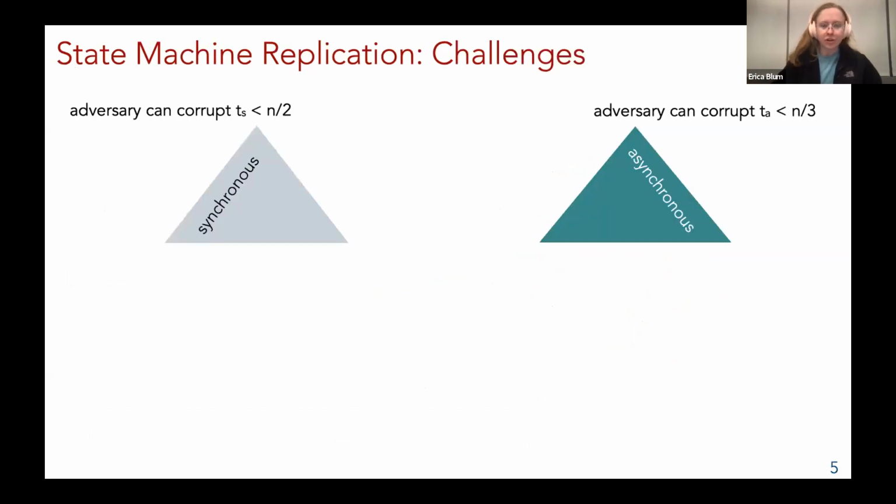So state machine replication protocols and consensus protocols as a whole have been studied in a wide variety of network synchrony models. And here on the slide, you'll see 2 extremes. On your left, we have the synchronous model, where we assume that each party has synchronized clocks and messages arrive after at most some fixed delay, usually denoted by the symbol delta. And under this model, assuming public key infrastructure, it's known that state machine replication is feasible if and only if there are fewer than n/2 corruptions.